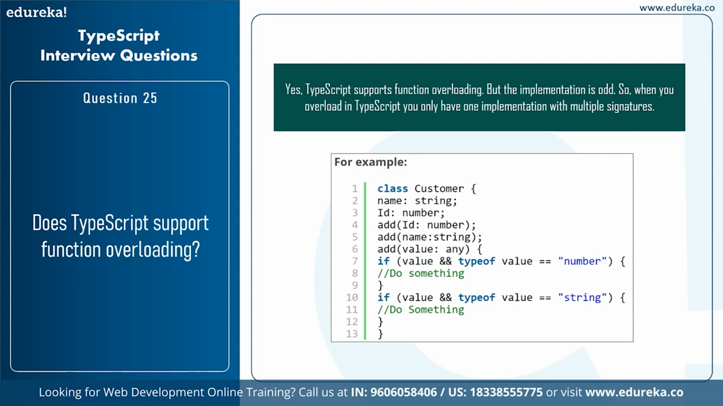Now, if the value and the type of value is equal to number here, we need to do something. And then if the value and type of value is equal to string here, we need to print something as well, because I've given the value to be any data type. So basically here, anything can be taken, either a number or a string. So the first signature has one parameter of type number, whereas the second signature has a parameter of type string. Now the third function contains the actual implementation and has a parameter of type any. The implementation then checks for the type of the supplied parameter and executes a different piece of code based on the supplied parameter type. So this is how function overloading works in TypeScript.